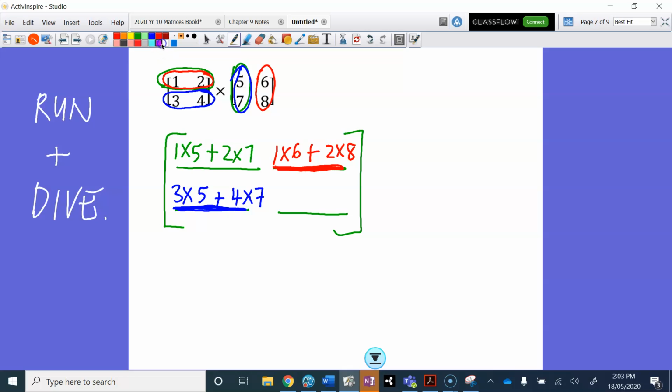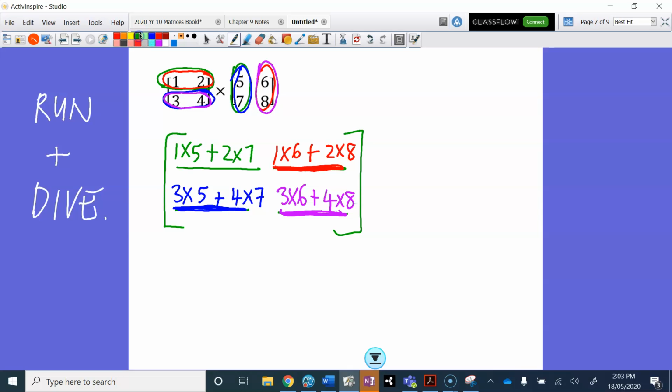And our final element is in the second row and the second column. So I need to run across the second row and dive down the second column. The calculation is 3 times 6 and 4 times 8.